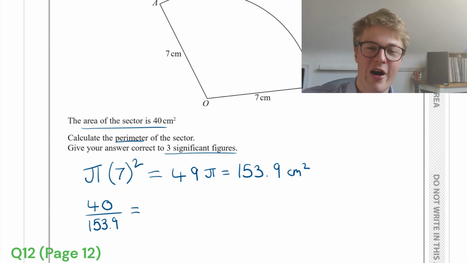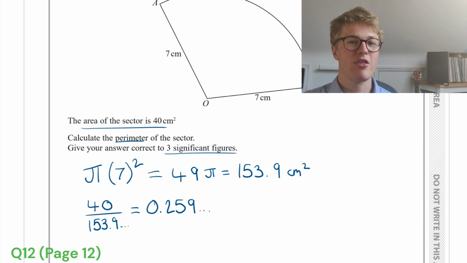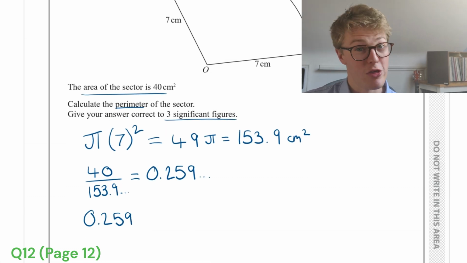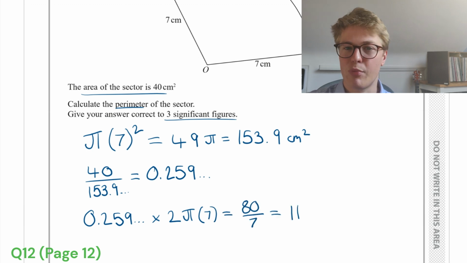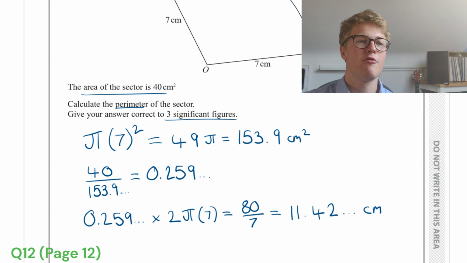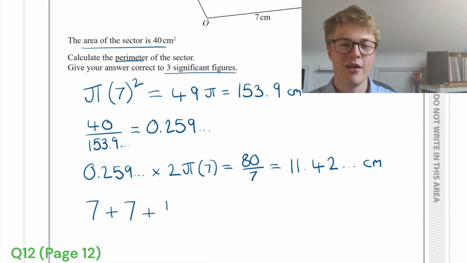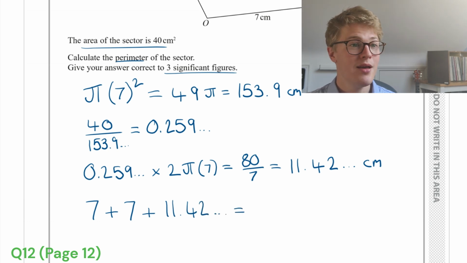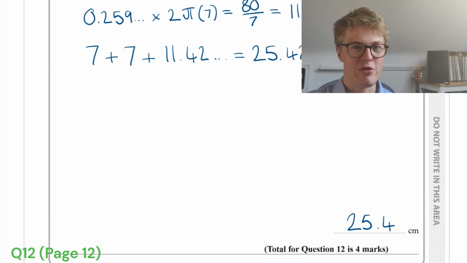So we do 40 divided by 153.9, and that gives us 0.259. So now we have a sense of what proportion of the circle this sector occupies. So we do 0.259 times 2 pi 7, which is the perimeter of the circle, and this gives us 80 over 7, or 11.42 centimetres. So we now have the outer arc of the sector. Then we need to add the radii for both sides, so OA and OB, and we get 7 plus 7 plus 11.42, which gives us 25.42, and our answer is therefore going to be 25.4 because it's 3 significant figures.